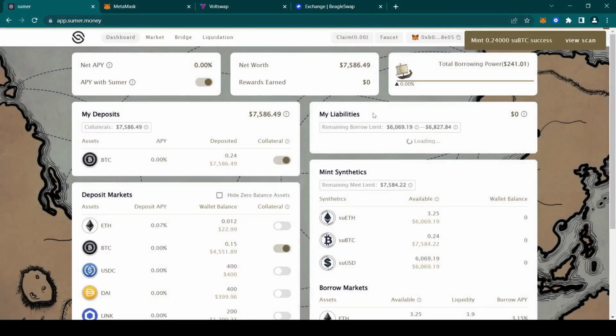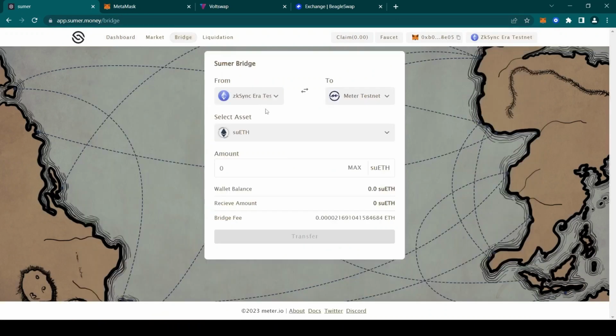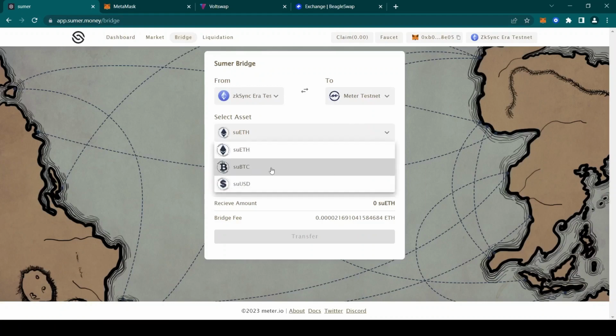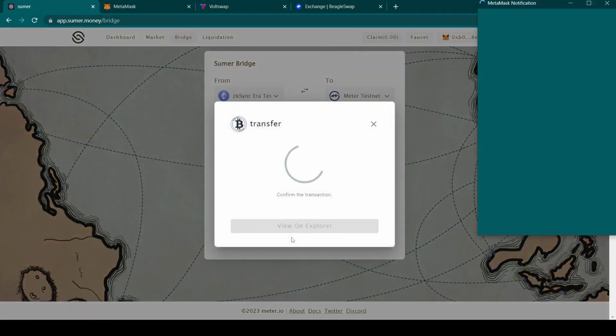Now that we have SuBTC available on ZK Sync, we will bridge the same to Meter network to profit from the price premium available on Meter network. We now have received the 0.2499 SuBTC bridged from ZK Sync Era testnet on the Meter network.